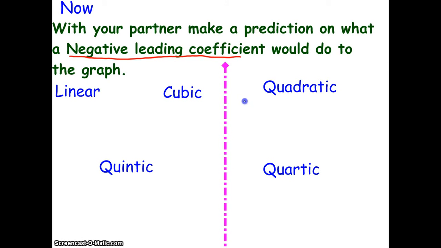Remember that with a parabola, if I have y equals positive x squared, that would be a happy face. If the leading coefficient was negative, that would be a sad face. So take about a minute to try to predict how these graphs would look. And then we're going to get into the end behavior. So go ahead, take about a minute.